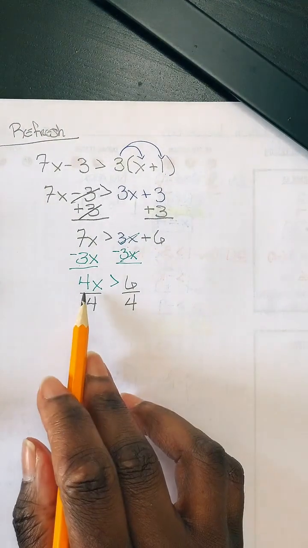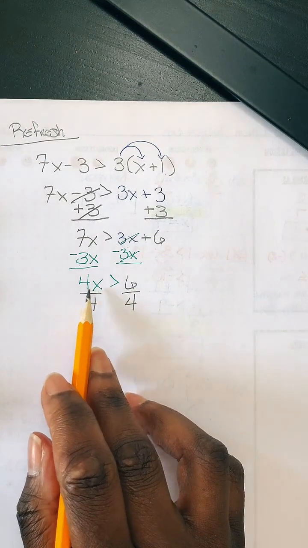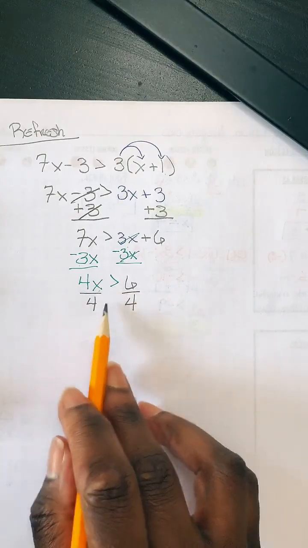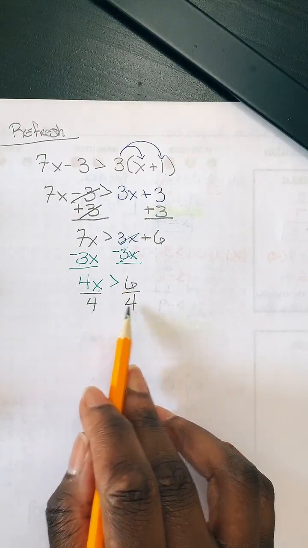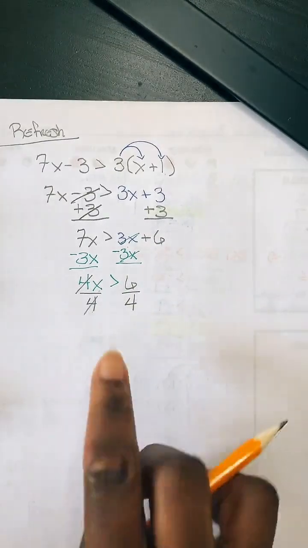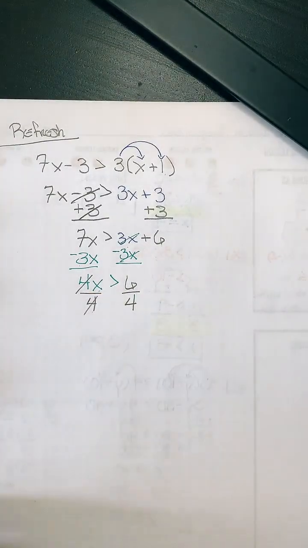Okay, so now since we have 4x, that means 4 times x. So if you do 4 times x, you have to do the opposite. The inverse is division. So 4 divided by 4 will give me 1, but we still have an x. So we got our 1x.